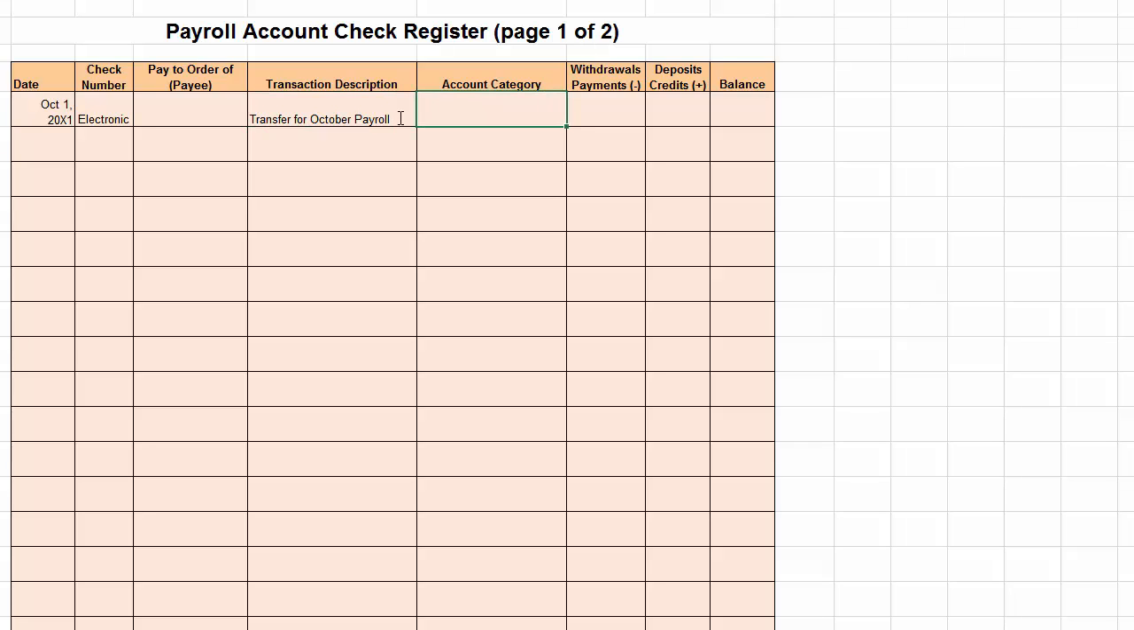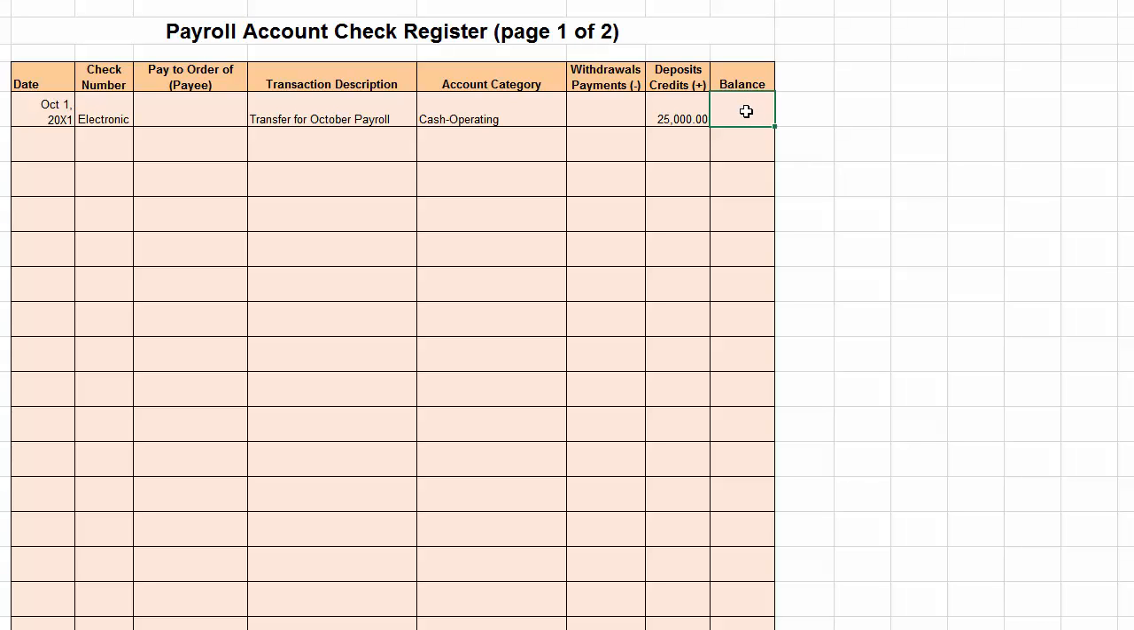Okay, account category. This means where did the money come from or go to? Came from cash operating. And did we add or subtract money from this account? So we transferred money to it, so we're going to put it in the deposits, 25,000. Now for the balance, it's obviously going to be 25,000. There's no line above saying a balance, so this must be the new balance.